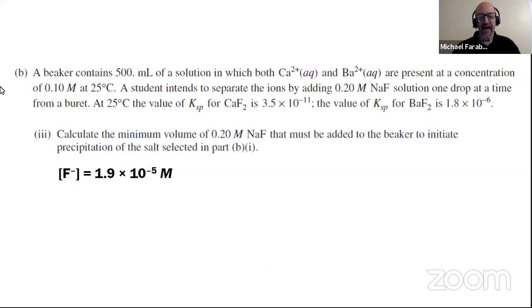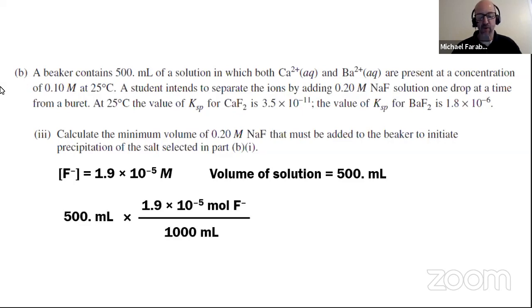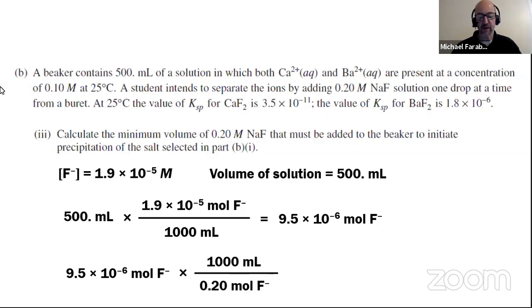So now that we know that number, calculate the minimum volume of the 0.2 molar sodium fluoride that must be added. And again, we're assuming that the amount of sodium fluoride is so small, it doesn't change the total volume. So we still have essentially a 500 milliliter volume of solution. And then the concentration, 1.9 times 10 to the minus 5 moles of fluoride per 1 liter or 1,000 mL. So this number, 9.5 times 10 to the minus 6 moles of fluoride, needs to come from a solution that has a concentration of 0.2 moles per liter. We're going to use the sodium fluoride molarity as a conversion factor, but this time putting moles on the bottom and volume on the top. So how much sodium fluoride do we need? A very small amount. In fact, less than 1 milliliter.